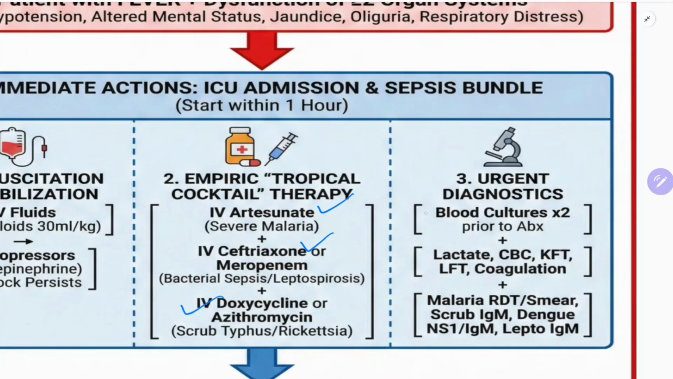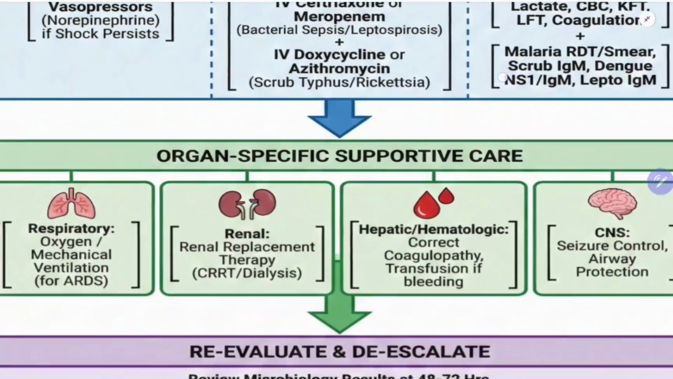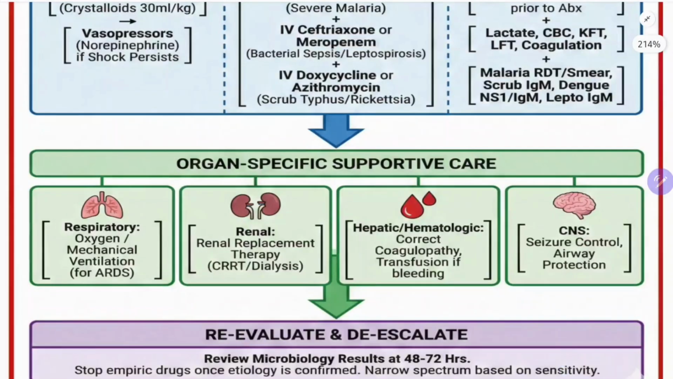Urgent diagnostics: blood culture, two sets, one for aerobic, one for anaerobic. Lactate should be known, because if it is more than 2, then suspect shock. CBC, KFT, LFT, and coagulation profile should be obtained, because these patients may be going into disseminated intravascular coagulation, DIC. Malaria RDT or smear, scrub IgM, dengue should also be done, and leptospirosis IgM should also be done.